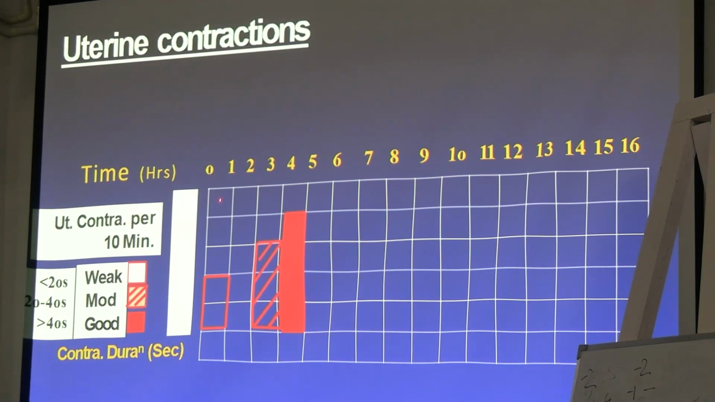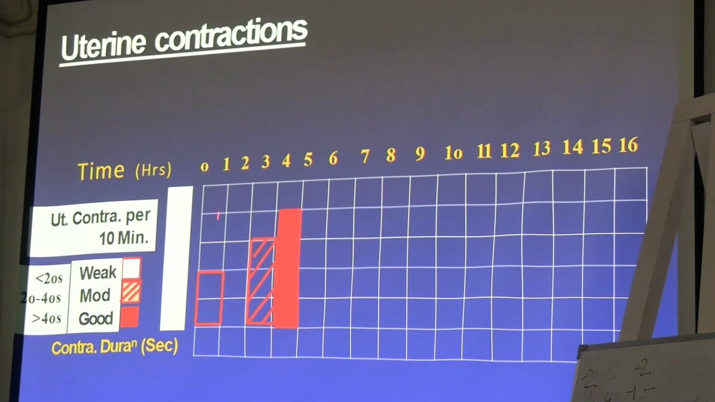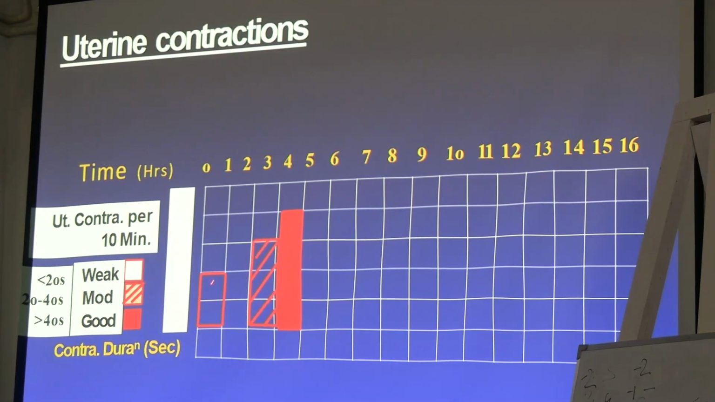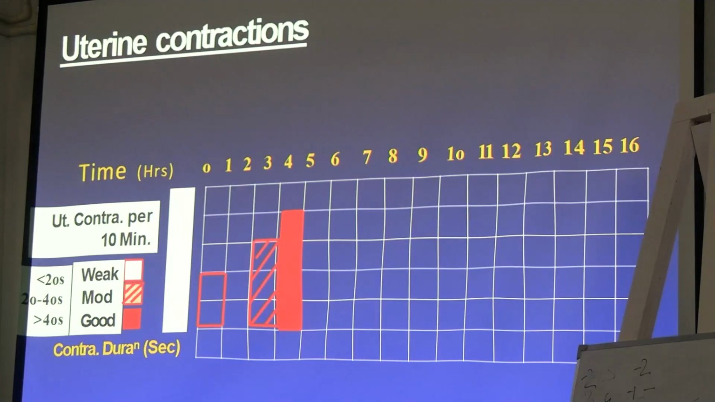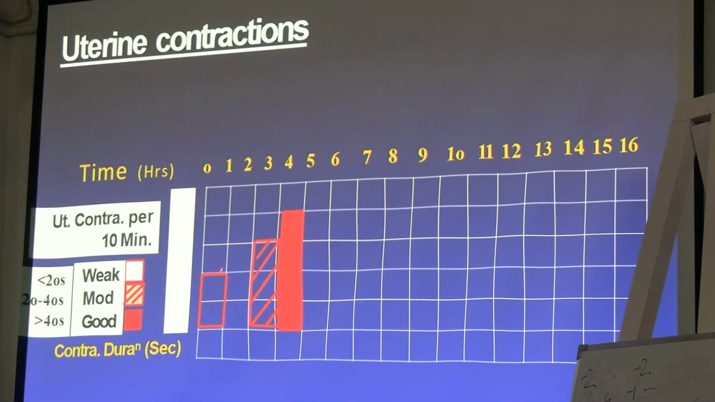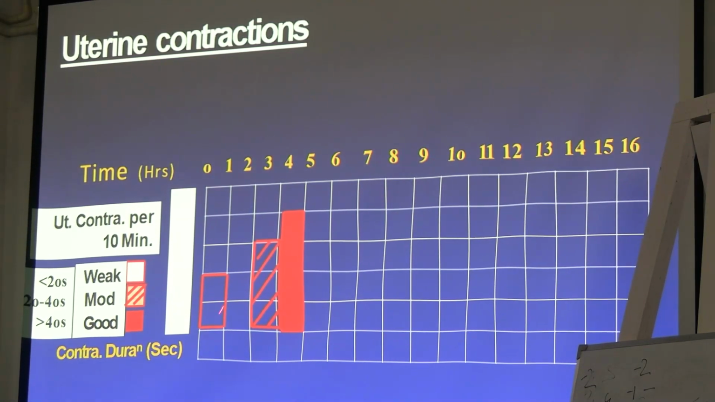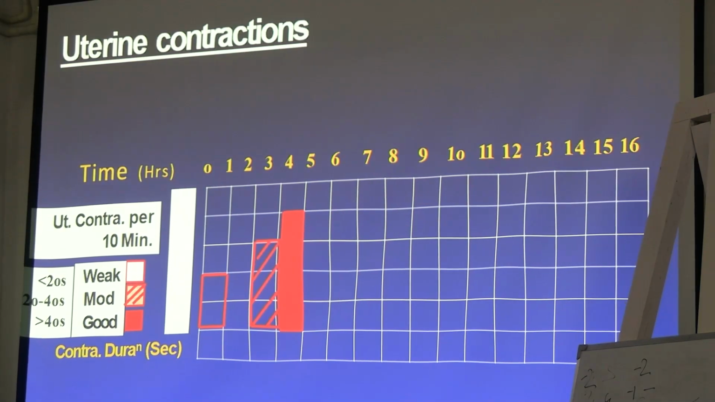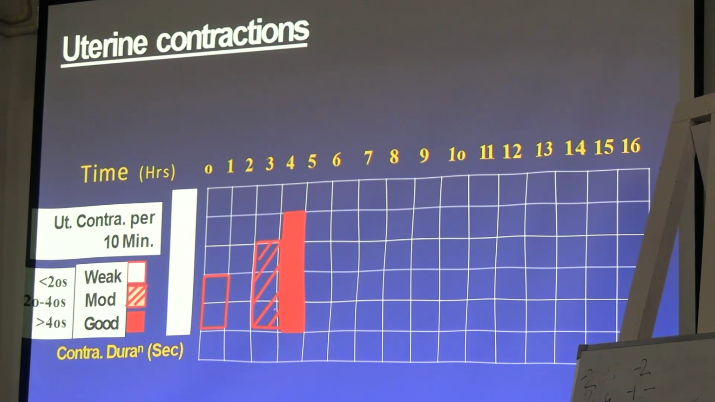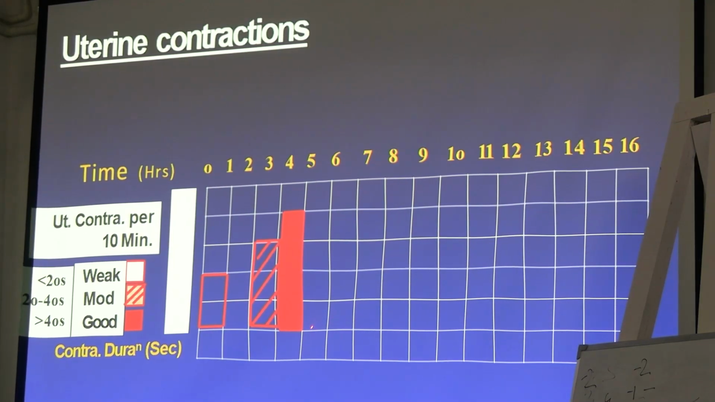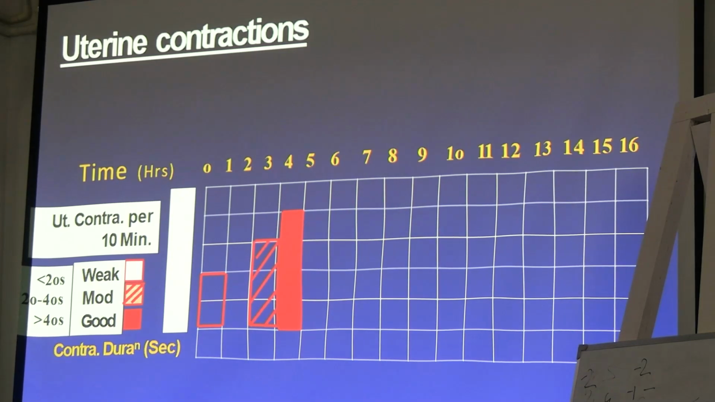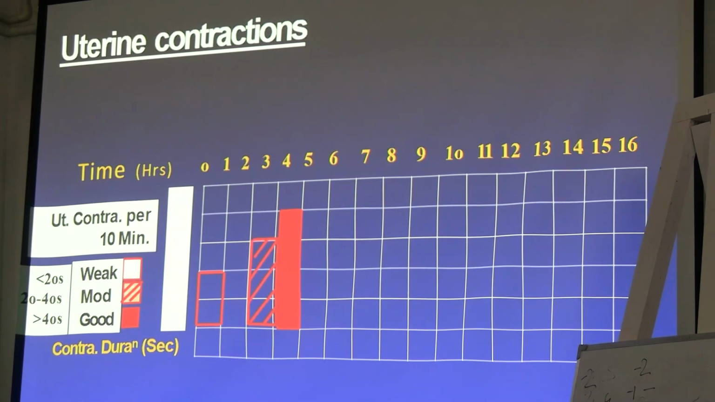And there are 5 squares. That means how many contractions are in 10 minutes. Suppose you have colored two boxes, that means there are 2 contractions in 10 minutes. Suppose you have colored 4 boxes, that means there are 4 contractions in 10 minutes. And suppose you have colored all 5, that means 5 contractions in 10 minutes. This is the frequency, how many times the contraction occurs in 10 minutes.